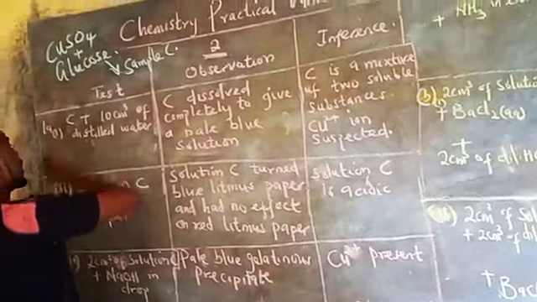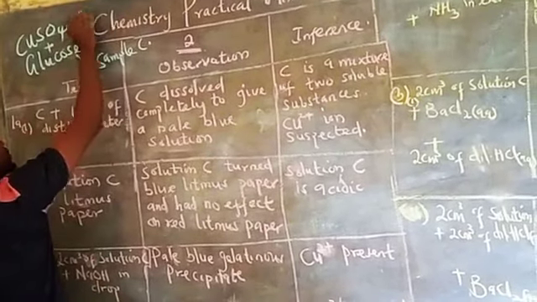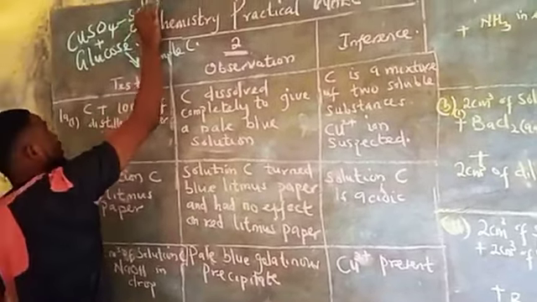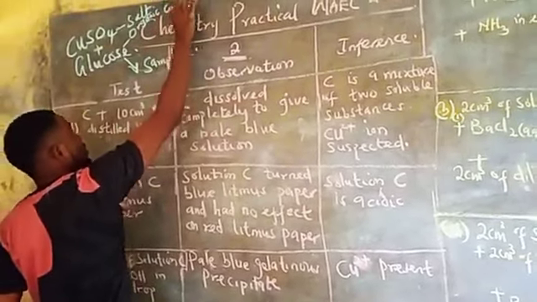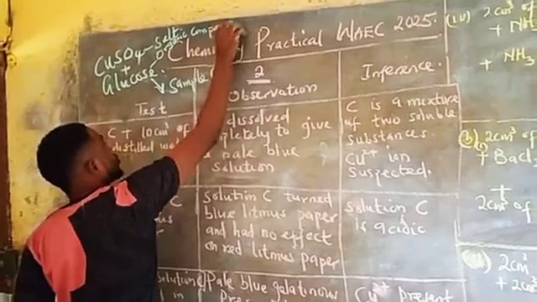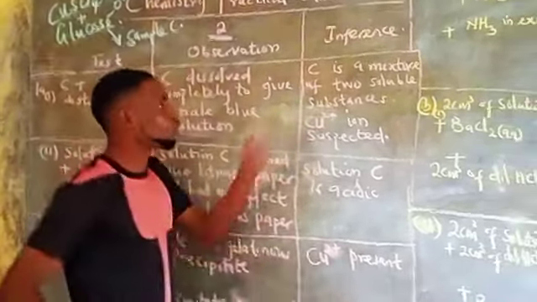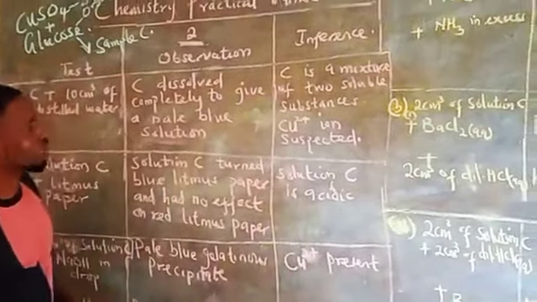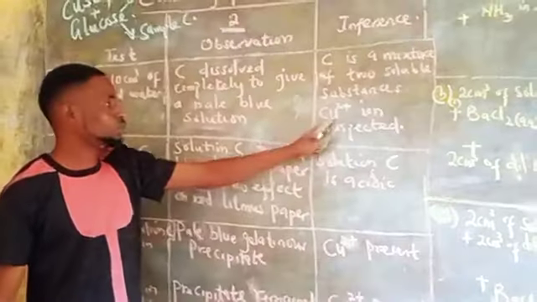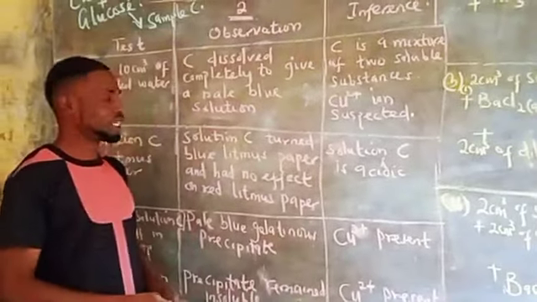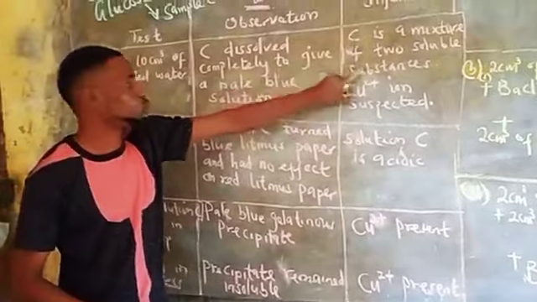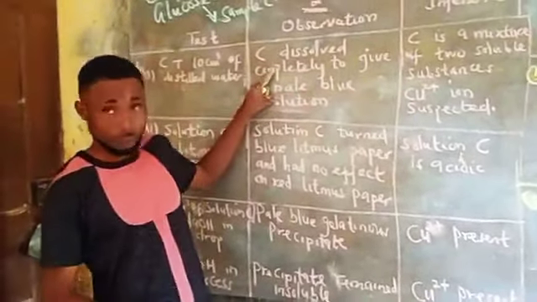This is a salt. I know some students will make mistakes here. So this one is an organic compound. So please do not put salt here. So C is a mixture of two soluble substances. Now when you look at the color, it is blue. So you have to mind that the copper 2 ion is suspected. Please let this one show in your inference, because this one is 1 mark, this one is 1 mark.